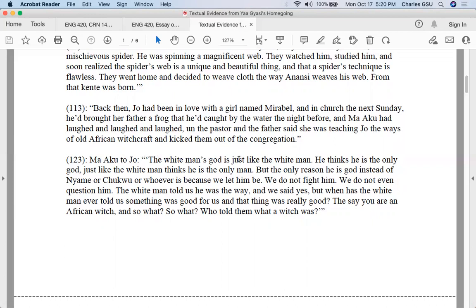"The white man's God is just like the white man. He thinks he is the only God, just like the white man thinks he is the only man. But the only reason he is God instead of Noame or Chaku or whoever, is because we let him be. We do not fight him. We do not even question him. The white man told us he was the way, and we said yes. And when has the white man ever told us something was good for us and that thing was really good? They say you are an African witch," and she's talking about herself in the third person. They say you, or I, am an African witch, and so what? So what? Who told them what a witch was, right?